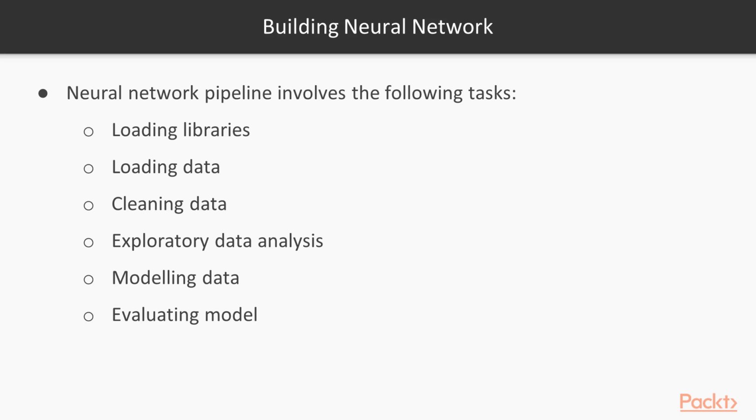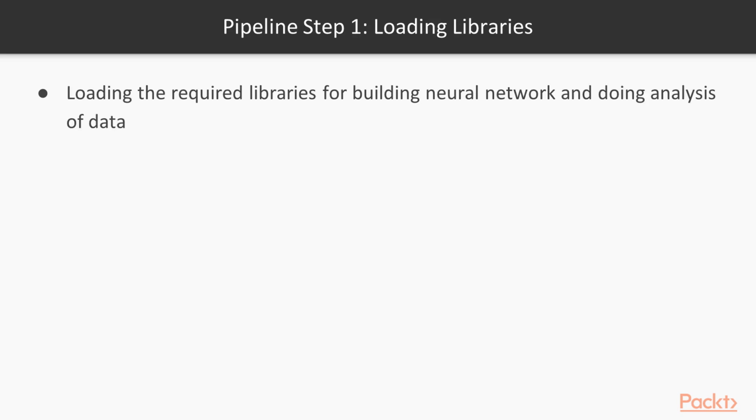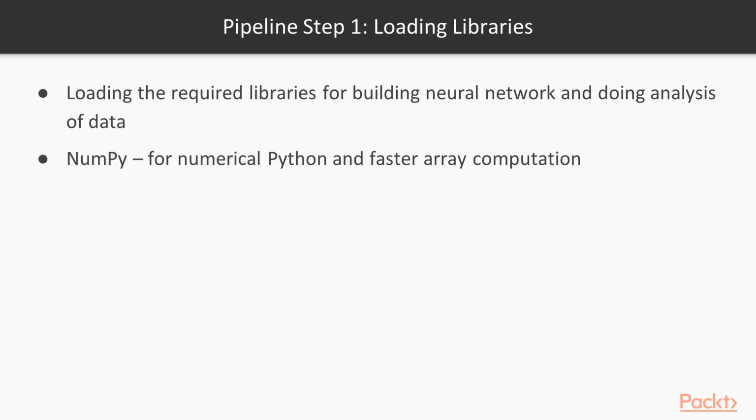Let's go deep into step 1. Step 1 is loading libraries. Whenever you're working with any data science problem, you need 3 to 4 libraries that are very basic in every problem, like NumPy. NumPy stands for numerical Python, and it is for faster array computation, and it is used to achieve the results faster. And then we use TensorFlow for building deep learning models.